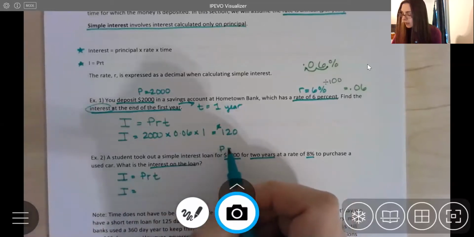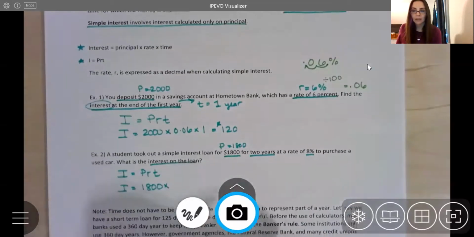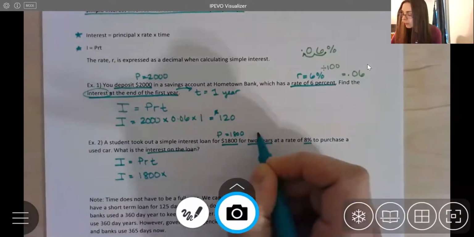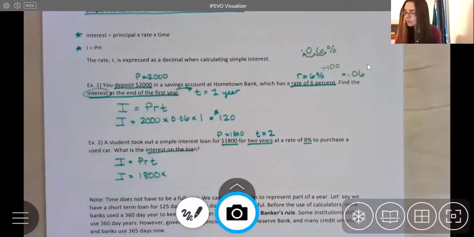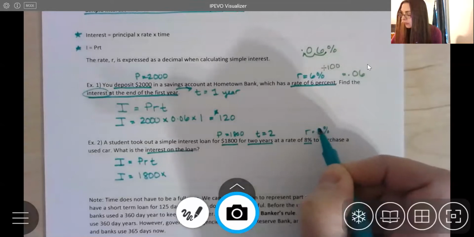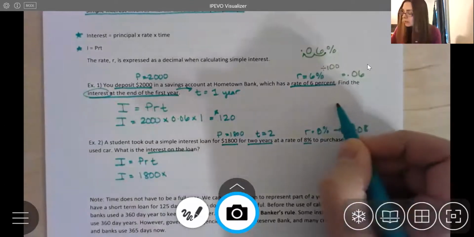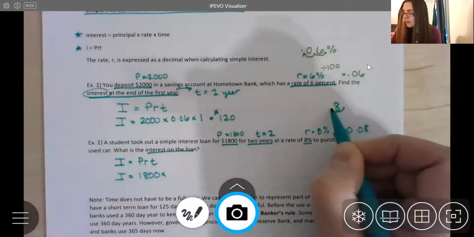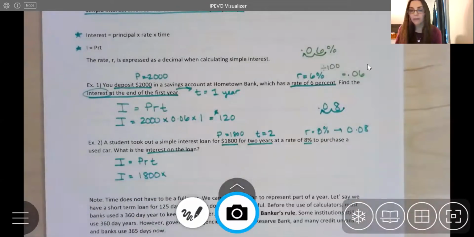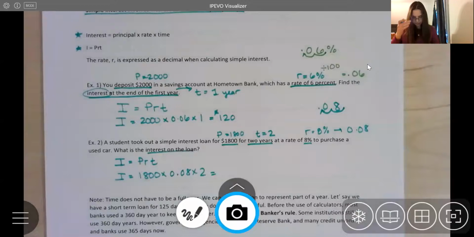So our principal here is the $1,800. So it's always the amount of the loan or the amount of money in the savings account. So it's that starting amount. Now we're looking at 2 years here, so our T is 2. And our interest rate is 8%. Again, don't forget, you need to put that in decimal form. So it's going to be 0.08. So we take that number 8, move that decimal point 2 spots to the left. So I have 1,800 times 0.08 times 2 because it's 2 years.